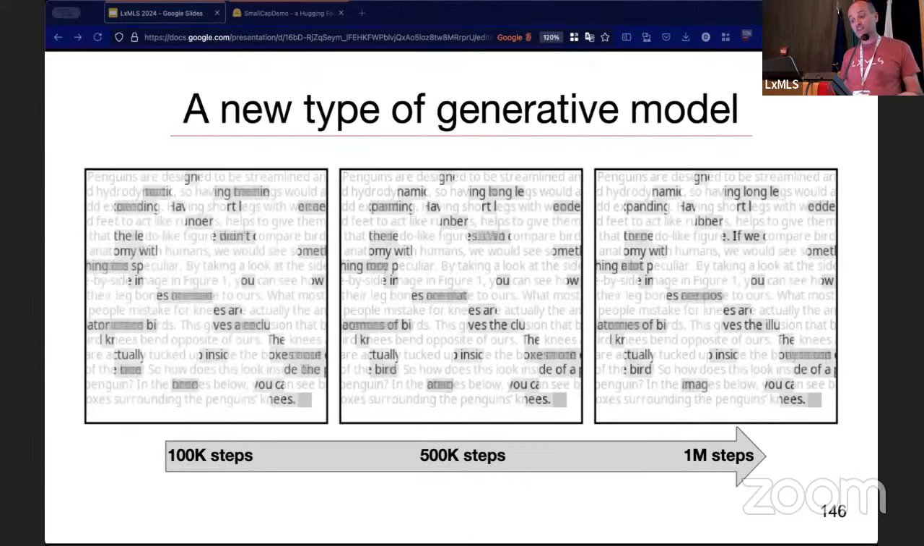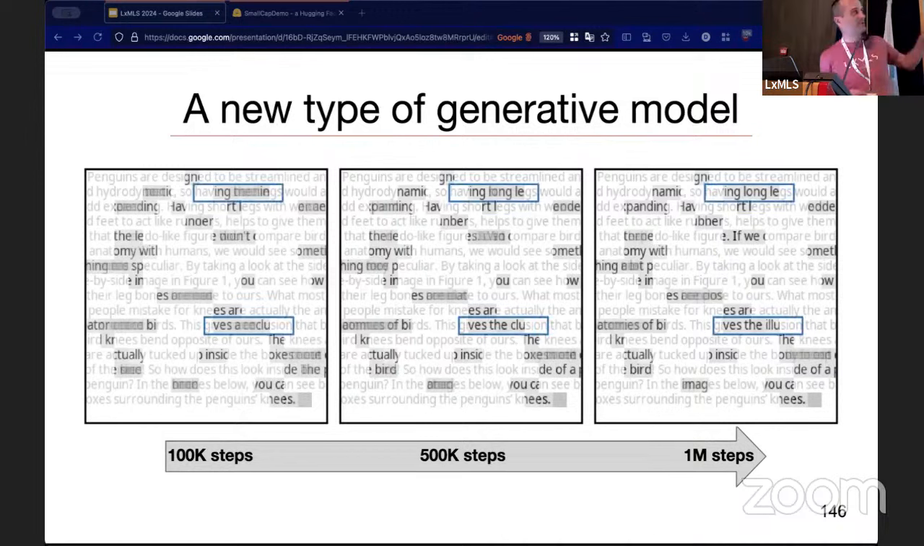And one of the things you get out of this straight away during pre-training is a new type of generative model in the pixel space. So these are examples of reconstructions at different stages of pre-training. A document that one of the students, Philip, found about penguins and their knees. So it's unlikely it's seen this.